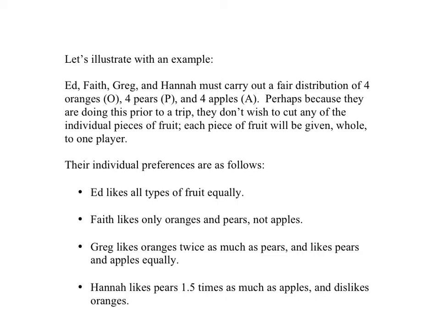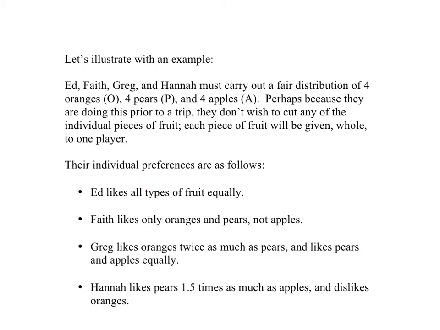Ed likes all types of fruit equally. Faith likes only oranges and pears, not apples. Greg likes oranges twice as much as pears and likes pears and apples equally. Hannah likes pears 1.5 times as much as apples. She's very precise, but she dislikes oranges completely.